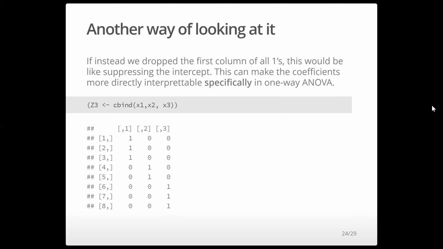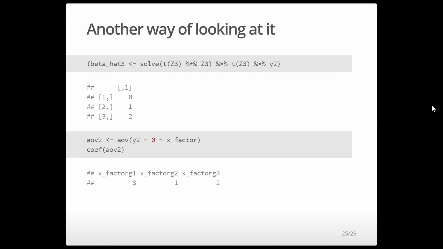So now we're going to talk about one of the things we looked at last week. In one-way ANOVA, we can actually drop the intercept instead of dropping one of the reference group dummy variables. So in this case, we're dropping the intercept, and the first coefficient is 1 for group 1 and 0 otherwise, and then the 2 and 3 are the same. And this can help make our results a little bit more directly interpretable in one-way ANOVA specifically. The reason is, if we do it this way, each coefficient is just directly the mean of each group.